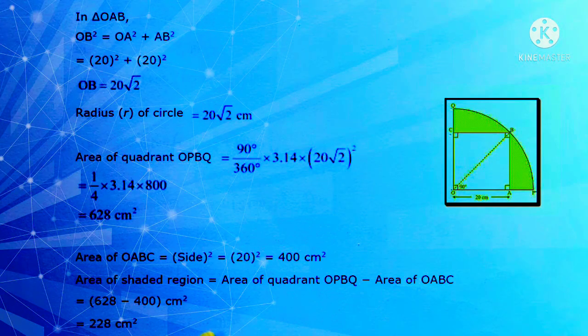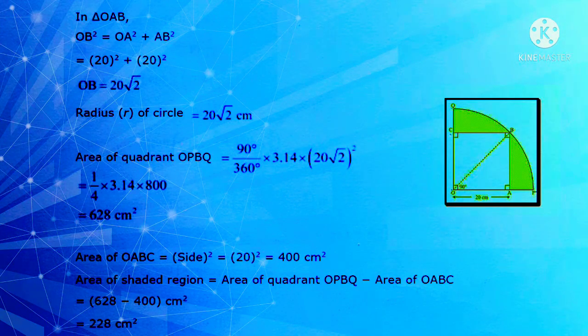This area we get as theta by 360. That means 90 by 360 into pi, which is 3.14, into the radius 20 root 2 whole square. If we calculate this, 90 by 360 means 1 by 4 into 3.14, and 20 root 2 whole square means ultimately we get 800. If we calculate this result, finally we get 628 centimeter square. Is it clear?